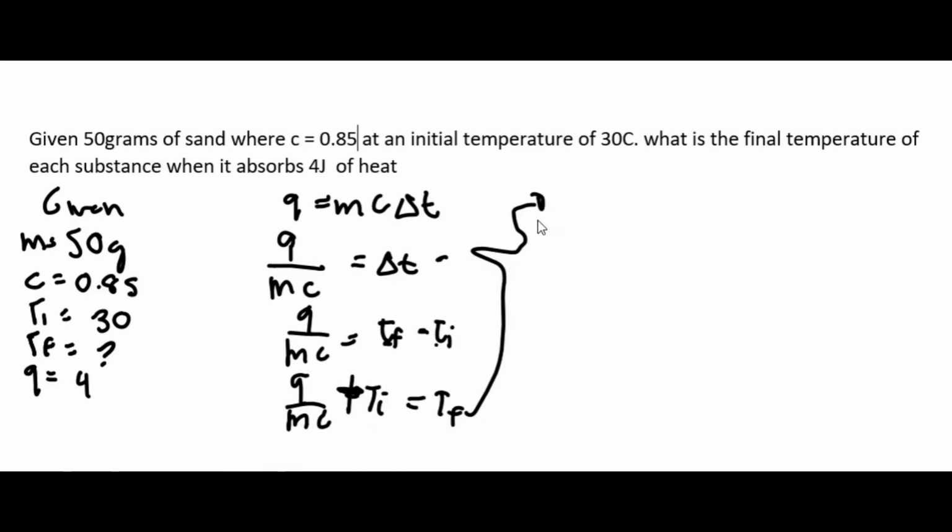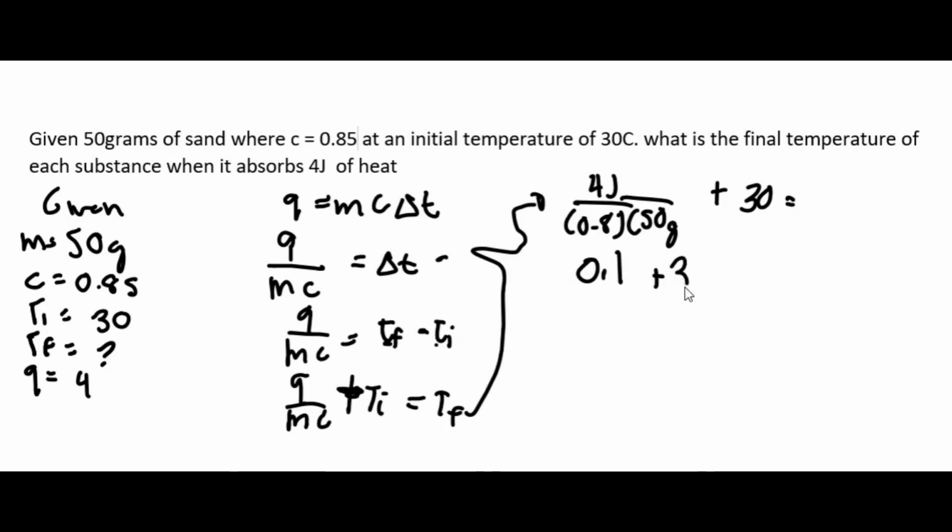Now that we have our equation, let's substitute the values. So 4 joules over 0.85 times 50, plus 30. So let's calculate it. So the answer is 0.1 plus 30 equals 30.1, the final temperature.